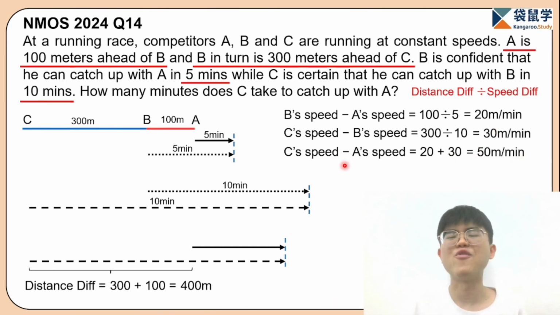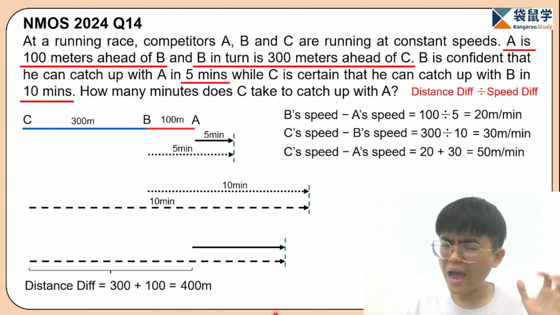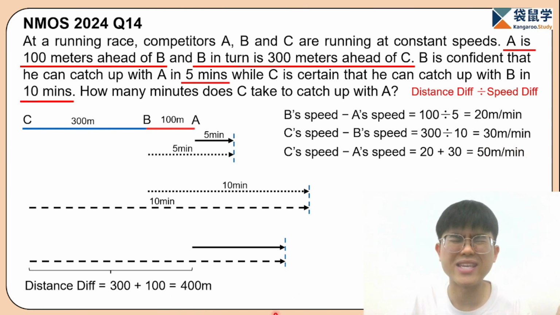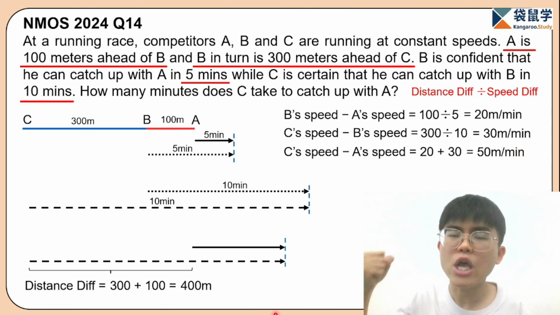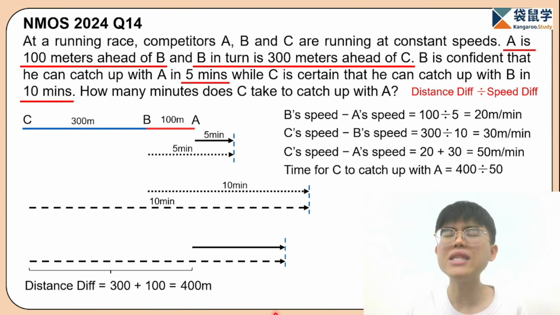Everyone, now that we have the distance difference, we have the speed difference. How do we find the time needed here? How many minutes does C take to catch up with A? We just have to use 400 divided by 50. It is equal to 8 minutes. And this is our final answer.